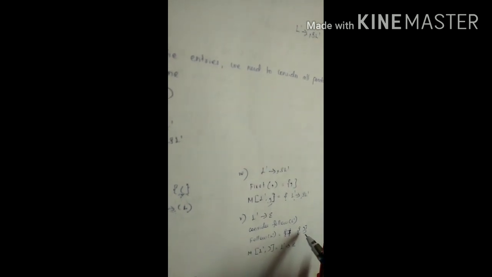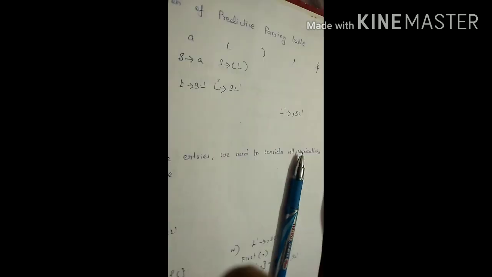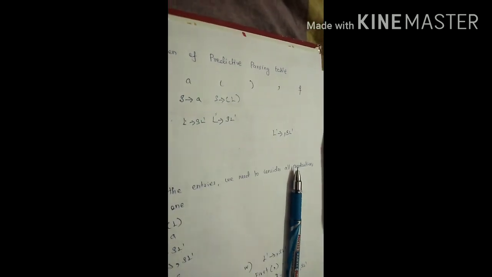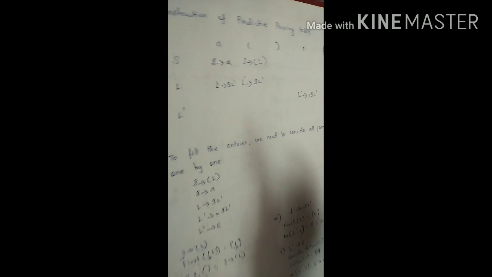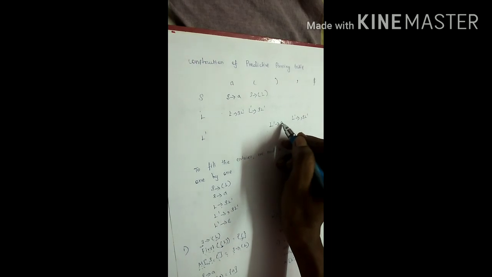Last we have L dash tends to epsilon. If we have a grammar like this, then we have to consider follow of L dash. Follow of L dash equals close bracket. So make an entry of L dash comma close bracket equal to L dash tends to epsilon.